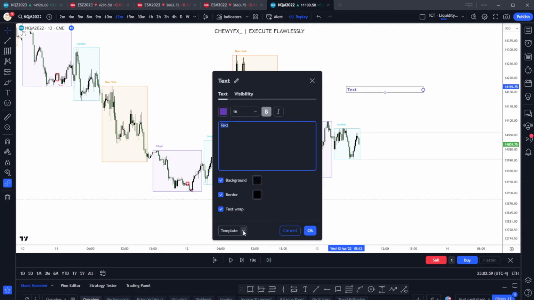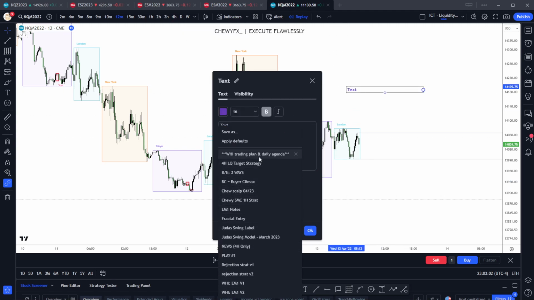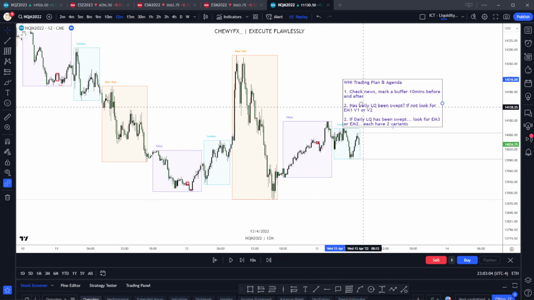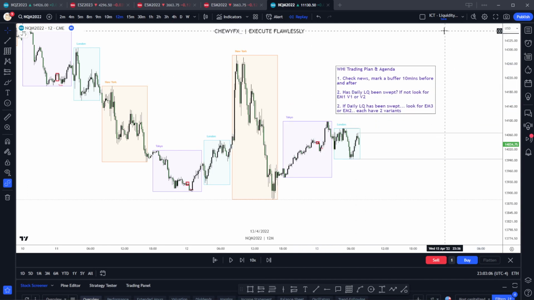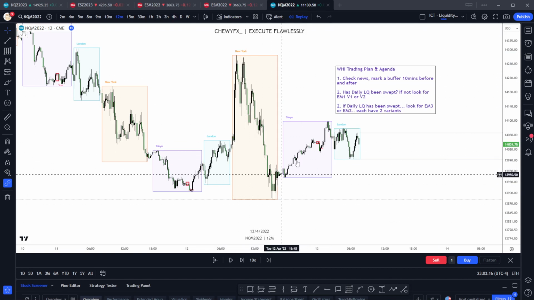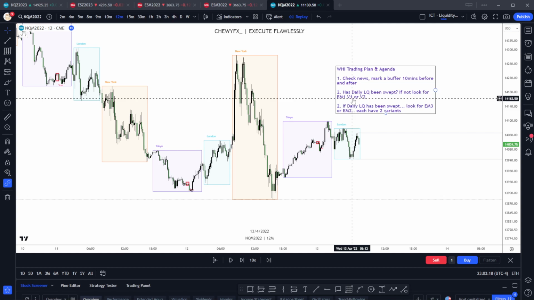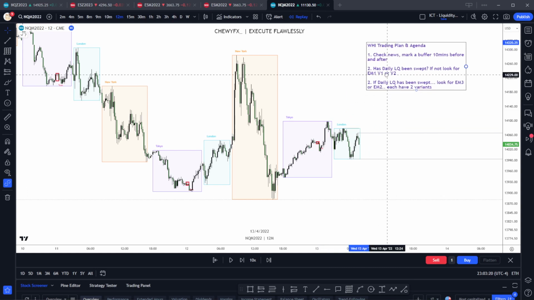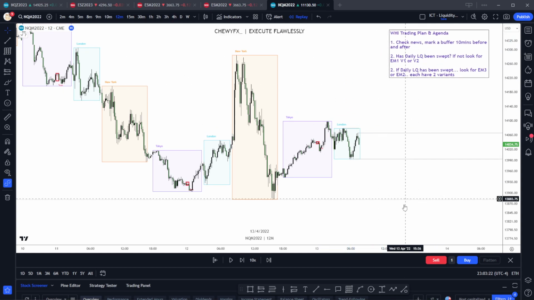Let me just put up the criteria here really quickly. So the WHI trading plan and agenda. First, I check the news. I mark the buffer, 10-minute before and 10-minute after. Has daily liquidity been swept? We can see here in this case it has not. So we want to be looking for an EM1 V1 or a V2 variant. So we'll just keep that up here in the corner for now.